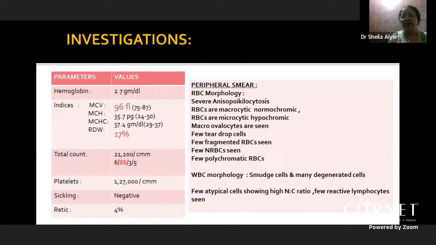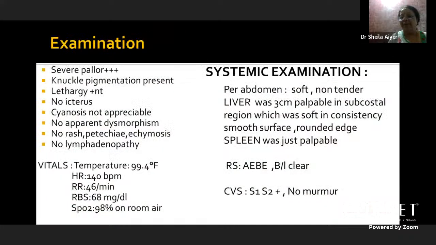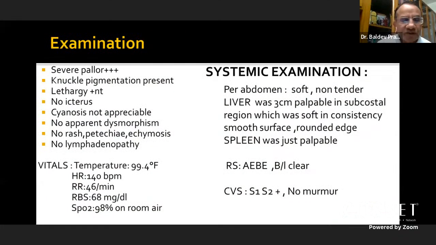So the important findings: you had severe pallor and significant pigmentation. I think you can stop sharing. Okay, sir. Investigations will go later on.